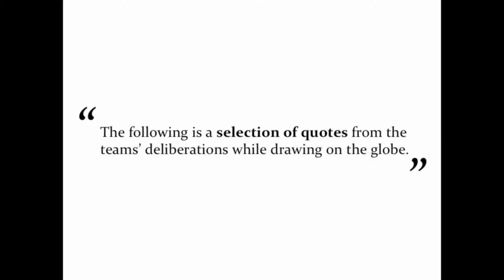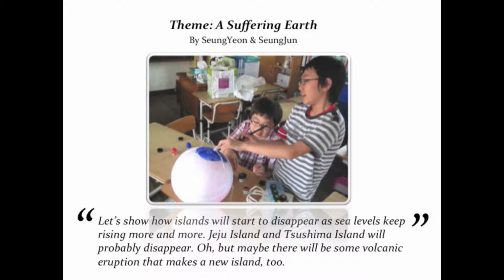Now here are some quotes from the students as they worked together on their abstract paintings. The theme here was a suffering earth. They said, "Let's show how islands will start to disappear as sea levels keep rising more and more. Jeju Island and Tsushima Island will probably disappear. Oh, but maybe there will also be some volcanic eruption that makes a new island too."